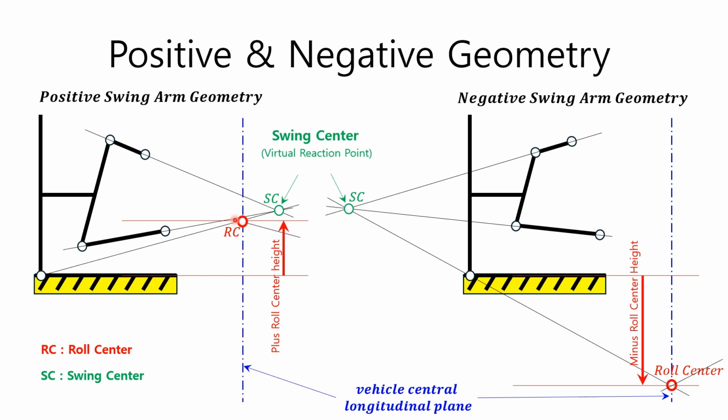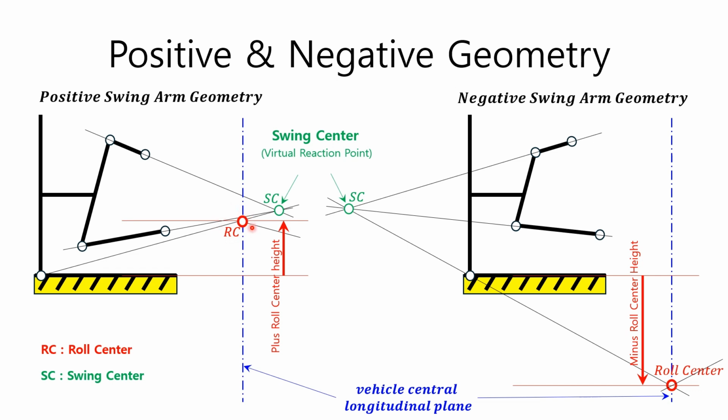The contact point between the tire and the road is the point where the vertical line from the wheel center meets the road. In this way, the two straight lines will meet each other on the longitudinal section of the vehicle, and this point is the roll center.